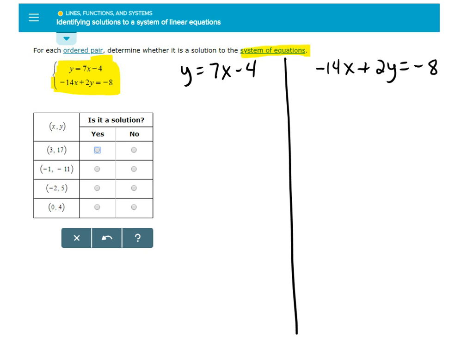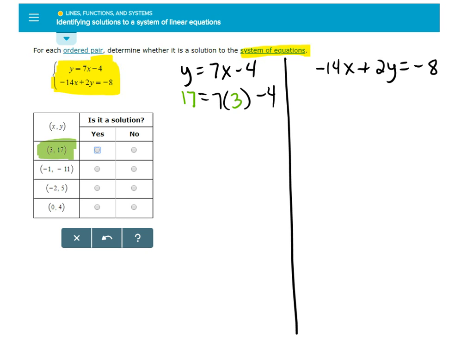So they're giving us four different ordered pairs. And if an ordered pair is a solution to this system, it'll check in both equations. So I'm going to start with this ordered pair right here, the (3, 17). And I've already written down the two equations. I'm going to stick the 17 where the y coordinate is, and then I'm going to stick the 3 where the x coordinate is.